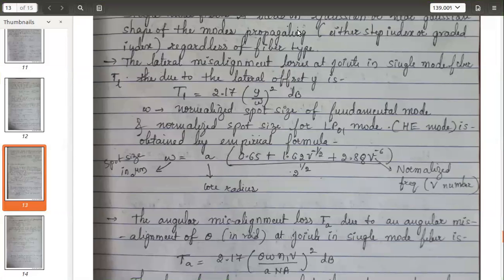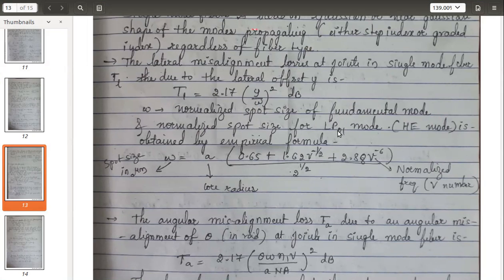Okay. So we were discussing the lateral misalignment loss. I have given you the equation. It is given by TL is equal to 2.17 y by omega square. Omega is the spot size. This spot size is only for the fundamental mode.